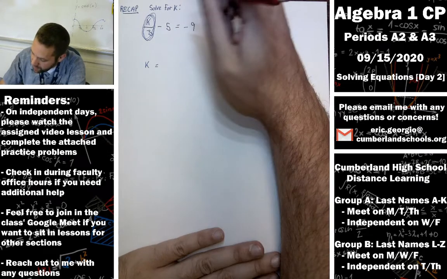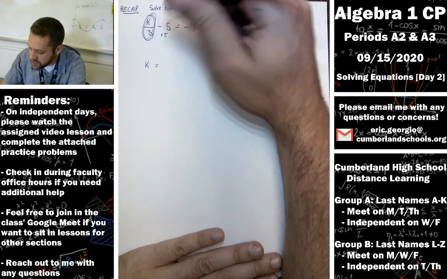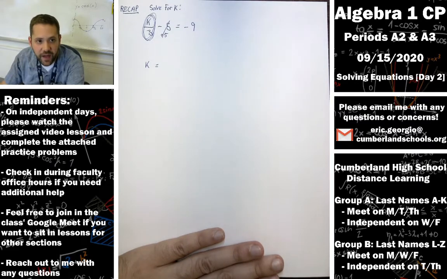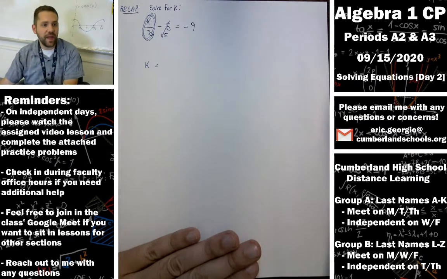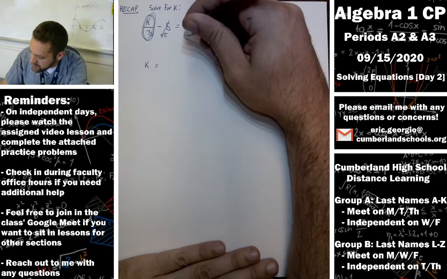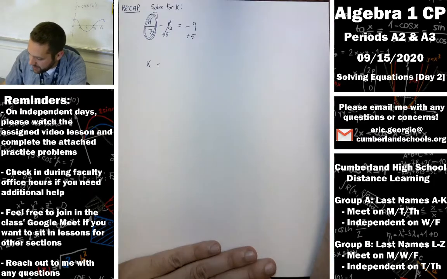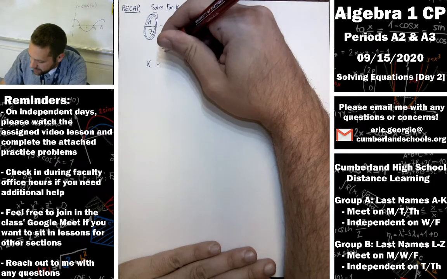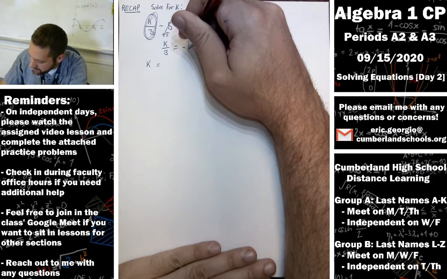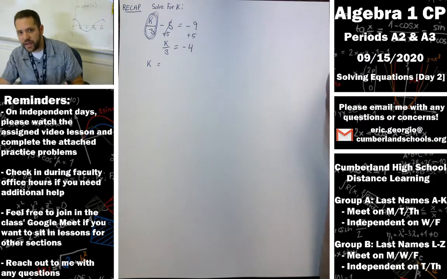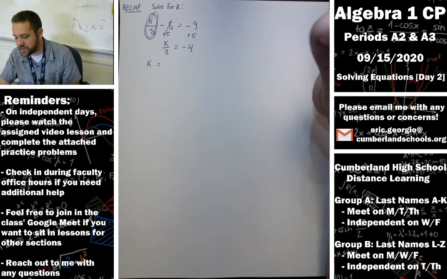How can I do that? Well, I can add 5 strategically to eliminate the minus 5. But if I add 5 on the left-hand side of the equation, I need to do the same on the right-hand side of the equation. I'm going to add 5 there. That gives me k divided by 3 is equal to negative 4. And again, don't freak out because you see something that looks like a fraction.